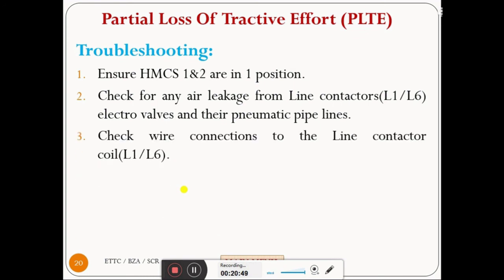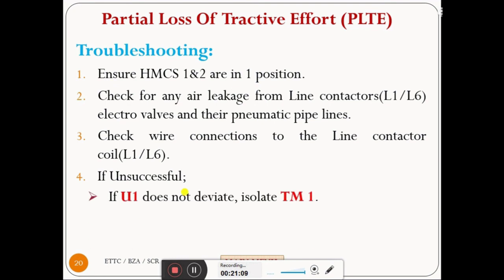Check cable connections. Check wire connections to the line contactor coil L1 or L6. If there is any slackness or if there is any disconnection, you attend it. If unsuccessful, if U1 does not deviate, isolate TM1. If U6 does not deviate, isolate TM6. You can find out by taking a few notches.